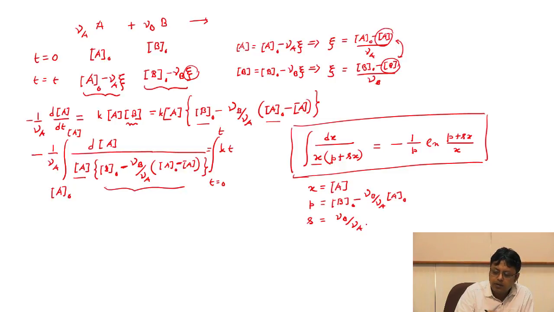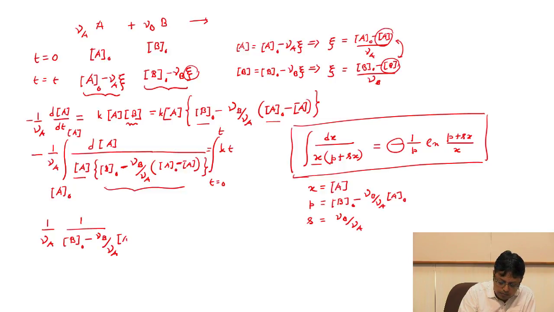So then I can actually right away use this integral. I'll have a minus sign here. I already had a minus sign here, so that will be plus. So it will be 1 over nu a, and then 1 over p. P was nothing but b0 minus nu b by nu a into a0, and times I have ln p plus sx. What is p? P is b0 minus nu b by nu a into a0.